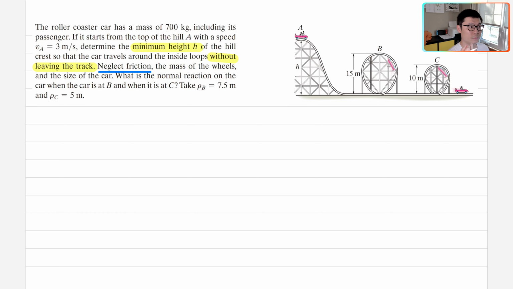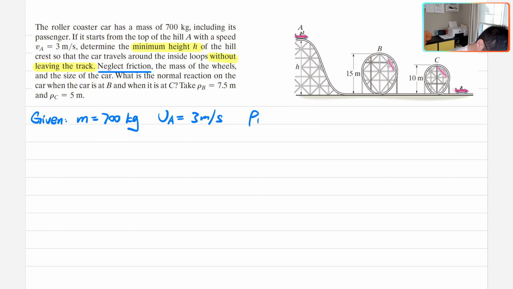So first of all, visualize the motion. Where does it go? This is dynamics, so first of all, visualize it. We'll have a car go here, and then here, and then finish. Okay? So we're given the mass at 700 kilograms, velocity at A of 3 meters per second, radius of curvature 7.5 meters at B, and 5 meters at C.